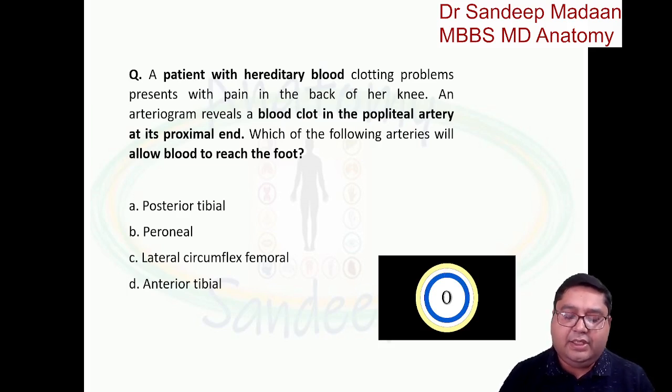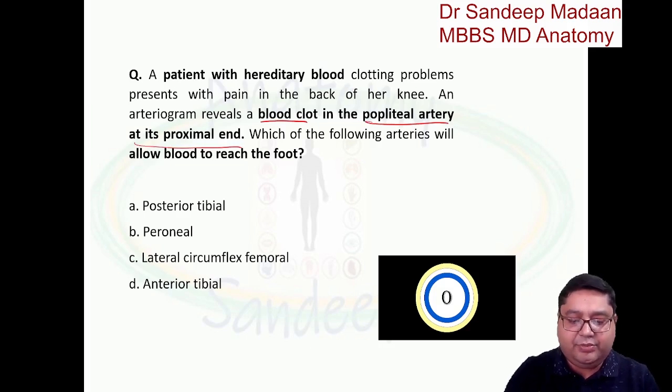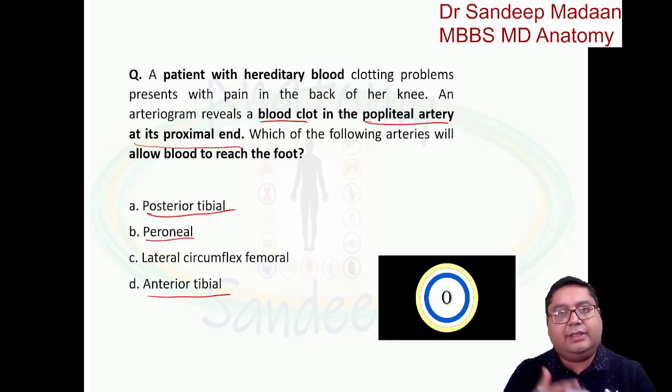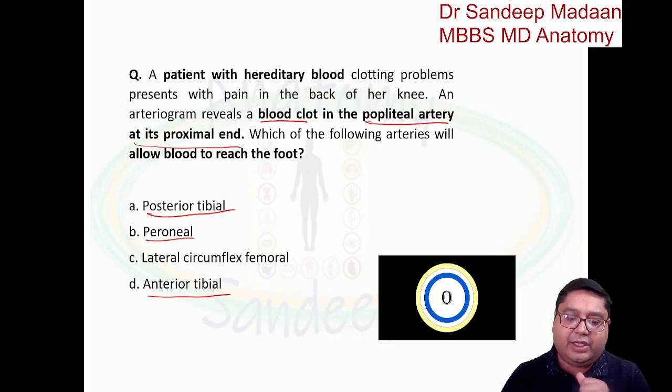Now this one is a little tricky question and very easy also in a way, because what is given is the clot at the level of the popliteal artery in the proximal end. Okay, but look at the choices: posterior tibial, peroneal, and anterior tibial. They are the branches of the popliteal artery. If the popliteal artery itself is getting blocked, its branches will not get any supply. So obviously by ruling out also you can reach the answer.